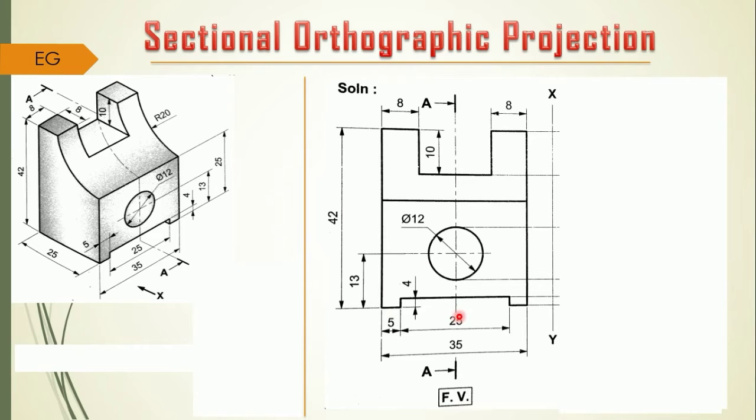So it is at 17.5. Just mark the distance 17.5 over here and draw one straight vertical axis by means of that center line, which is to be shown by a long dash. That is the representation of the center line.